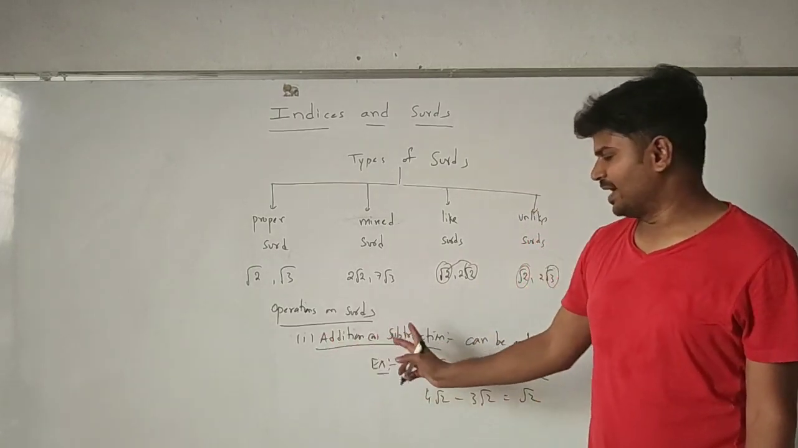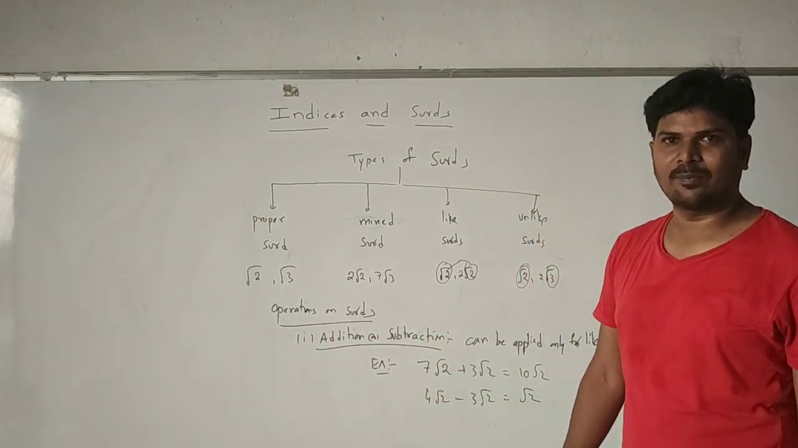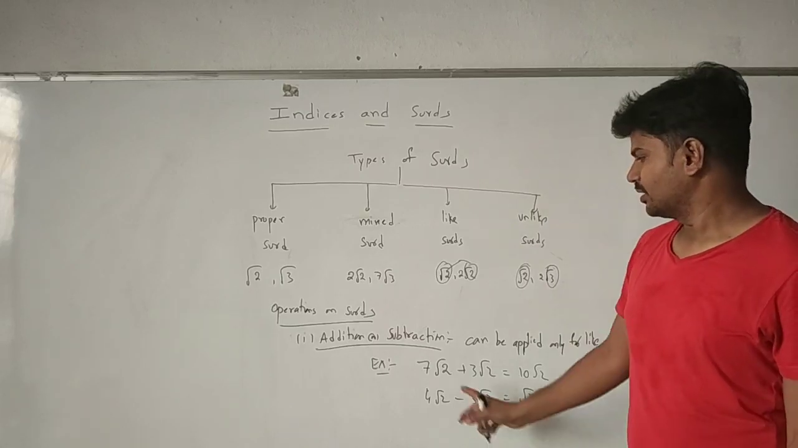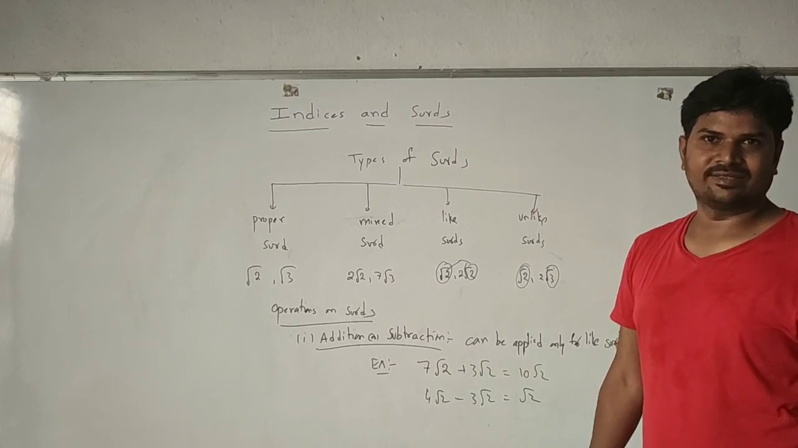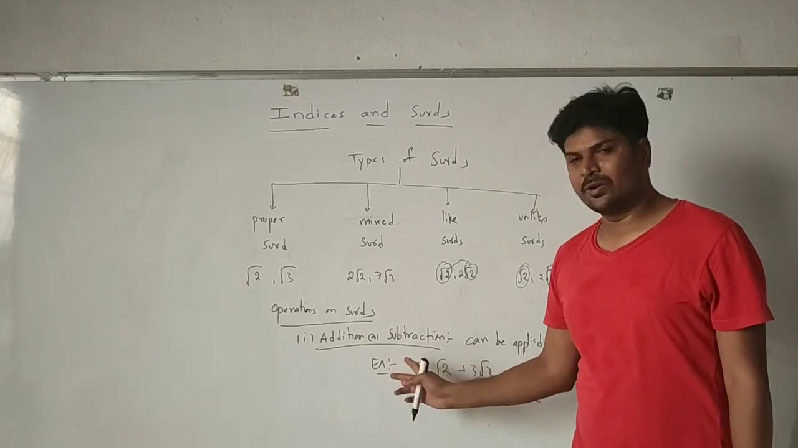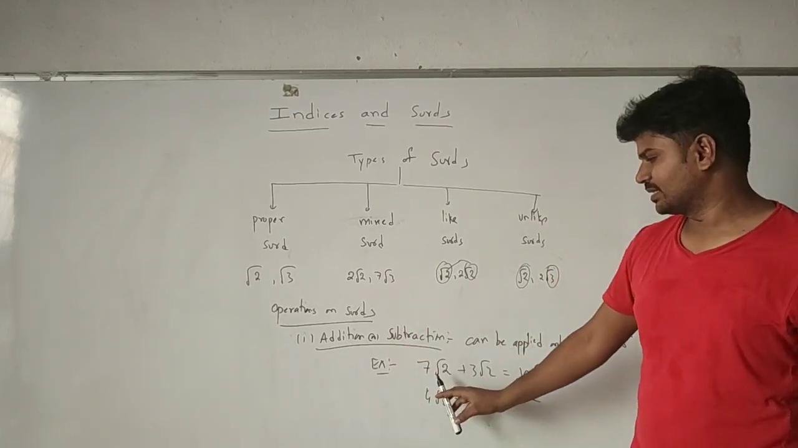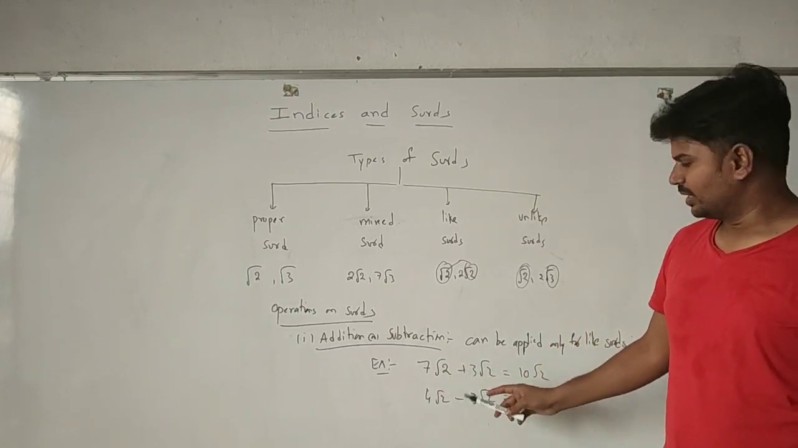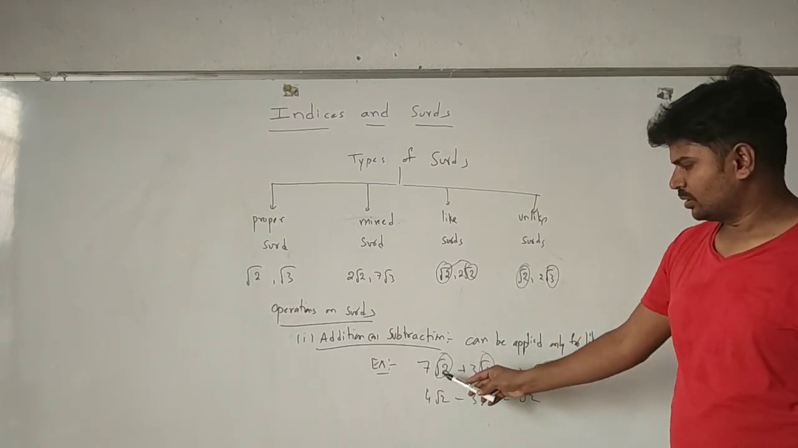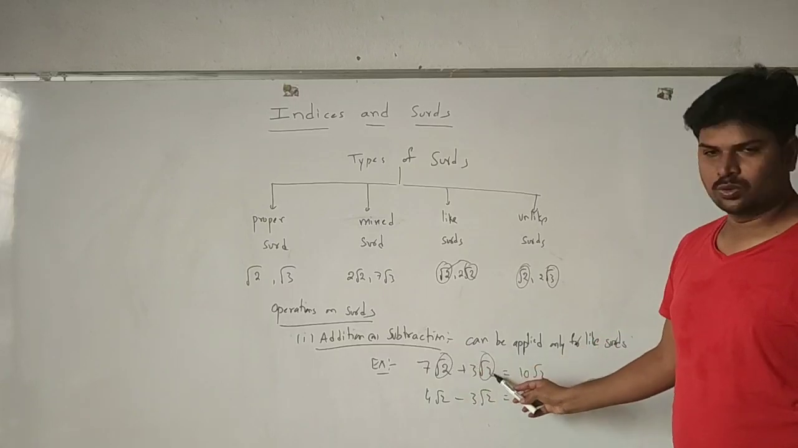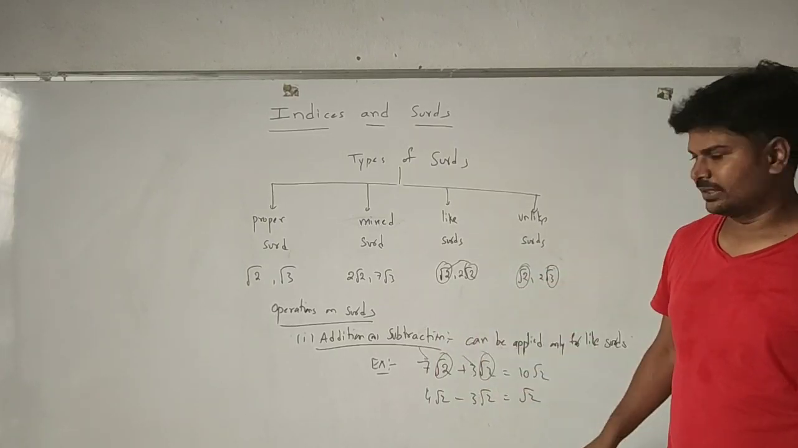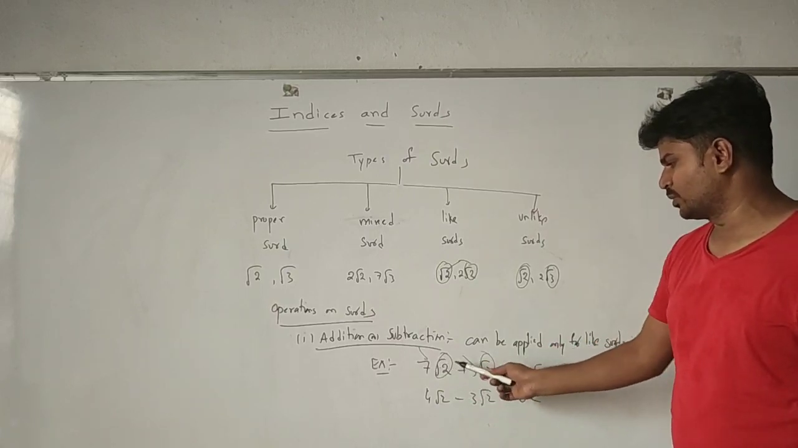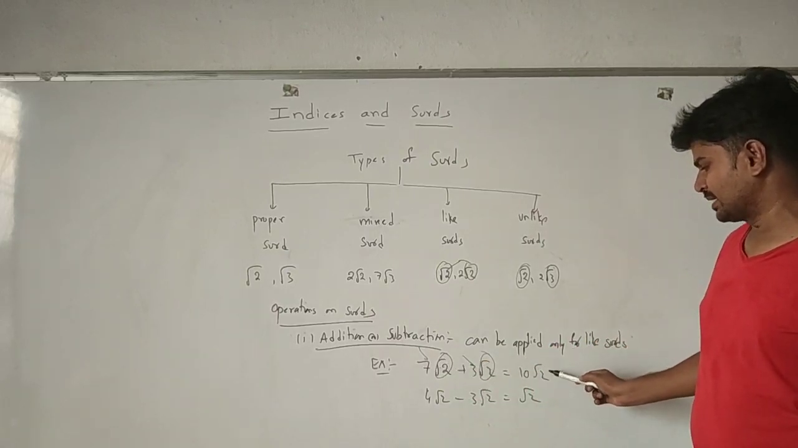If you want to apply addition or subtraction, the primary condition is that the two surds must be like surds. It can be applied only for like surds. It is like this: 7 root 2 plus 3 root 2. Here the surd is common, root 2, so they are like surds. Then the factors can be added directly. That is 7 plus 3, which is 10, and root 2 is the surd. It comes as 10 root 2.